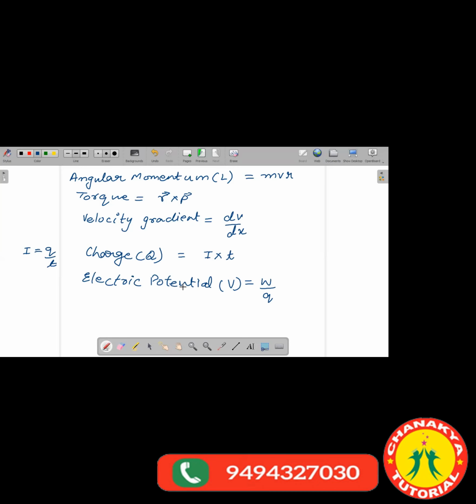So what did you write for the second one, angular momentum? It's MVR. Yeah. After that, it's torque, R cross P, where R stands for distance and P is the momentum. Sorry, R cross F. It's not R cross P. It's R cross F, where F is the force. Okay, so you can take it to be R multiply F.